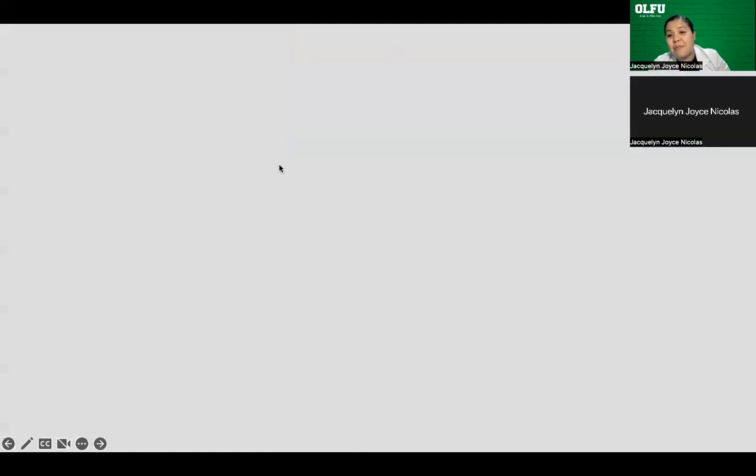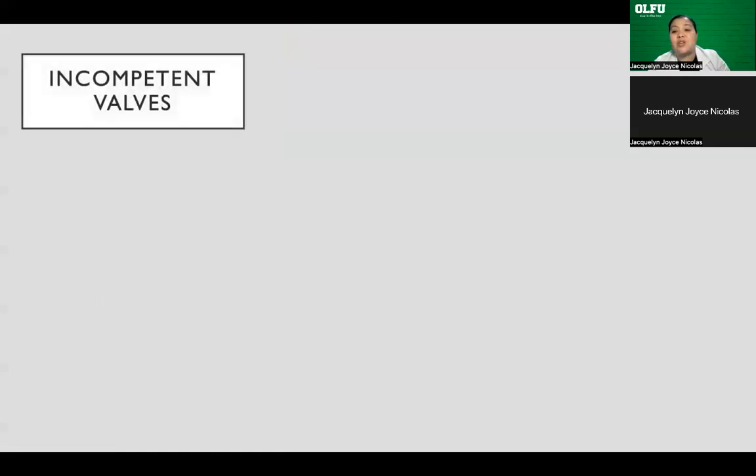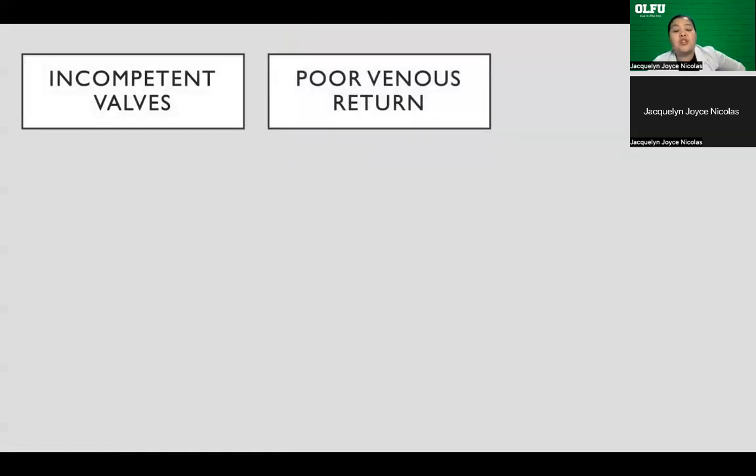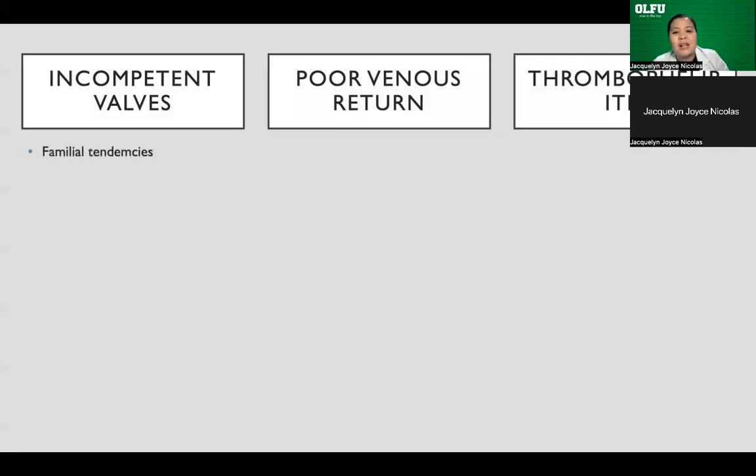Okay, now what happens? Bakit nagkakaroon ng varicose veins? So syempre, it could be because of incompetent valve. It could be because of poor venous return. Or it could also be because of thrombophlebitis. Okay, ano yun? Incompetent valves usually, ayan, familial tendency. Ipinanganak ka na medyo talagang it runs in the genes ninyo na mahina yung valve mo. So, konting pressure lang, hindi niya na kaya, bumubuka na siya, so that already promotes backflow.